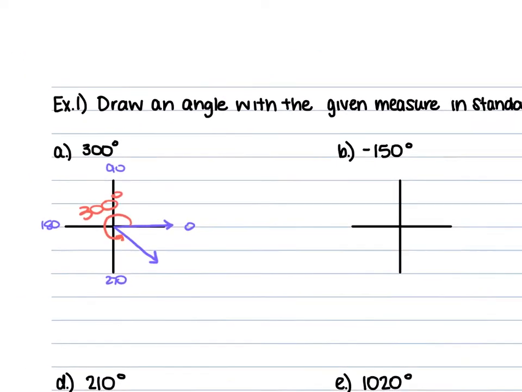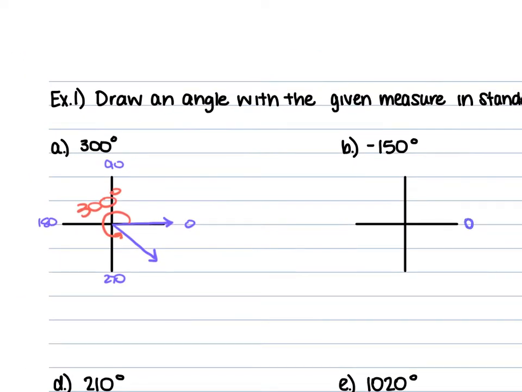For B, we're working with negative 150 degrees. So we're going to start with 0 again. However, it's going clockwise now. So it's going to be negative 90 on the bottom, negative 180 to the left, and then negative 270 on the top. Our initial side, again, is going to start at 0, and then we're going to go to negative 150. That negative 150 is in between the negative 90 and the negative 180. And then our angle is opening down, so we draw that circular arrow down, and give negative 150 degrees.